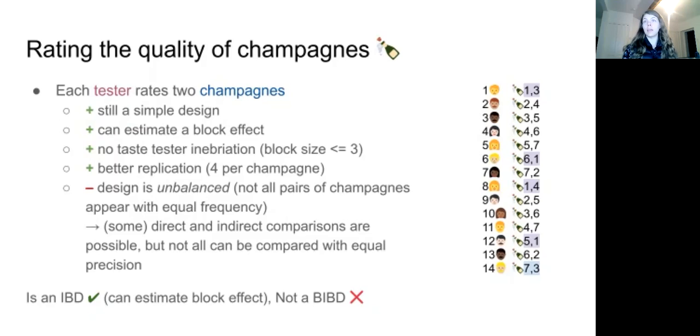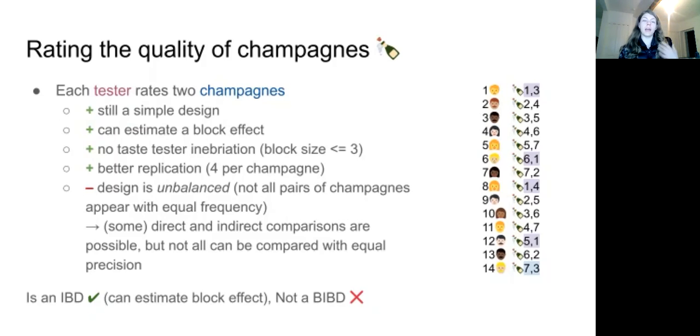You would be able to estimate and do some comparisons here, but it's not the perfect design because this design is unbalanced. If you look on the right of the slide, we have the different pairs of champagnes rated by each rater, and what you can see is that some comparisons happen with greater frequency than others. So for example, I can compare champagne 1 with 3, 4, 5, and 6 because they get rated together by the same rater, but 1 is never paired with 2 and 1 is never paired with 7.